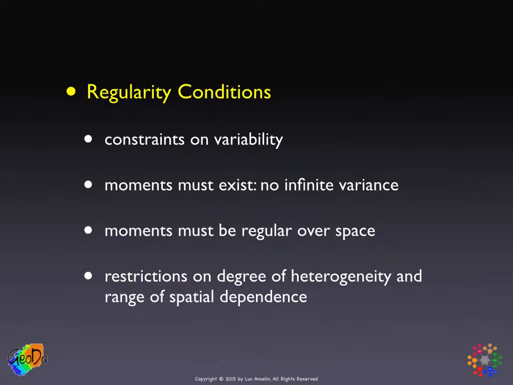The variability is constrained. In a spatial domain, we also need that these moments are regular across space, because we'll move to the limit across space, so things can't be changing. In fact, this is the notion of stationarity creeping back in. We can't have it that as we expand, for example, the spatial domain, that all of a sudden the properties of a function or of an estimator become different. They have to be the same.